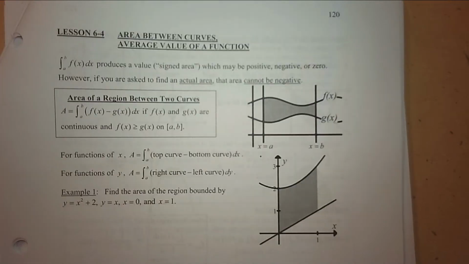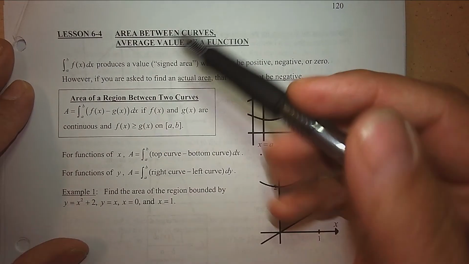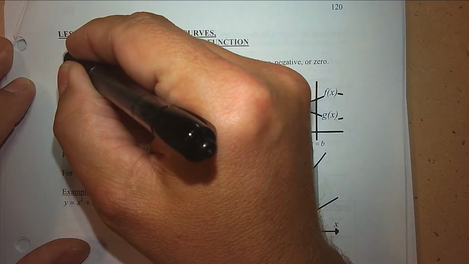All right. Today's lesson, 6.4, is on the area between curves as well as what's the average value of a function. So, let's look at the beginning here.